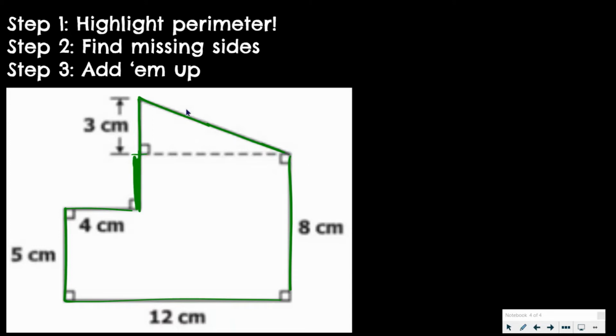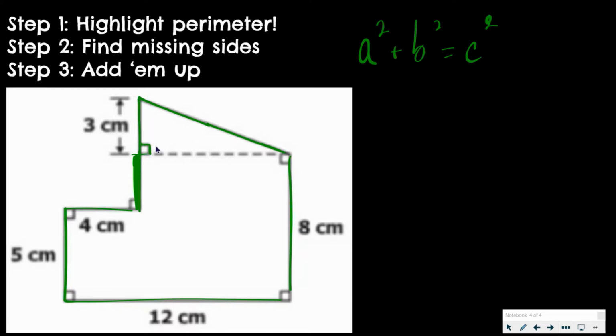And then I'm missing this slanted side. That is a dead giveaway for Pythagorean theorem. Anytime I'm missing a slanted side in a composite figure, I know that there's going to be a right triangle that I have to set up to find that missing side. Here I'm going to end up finding C.